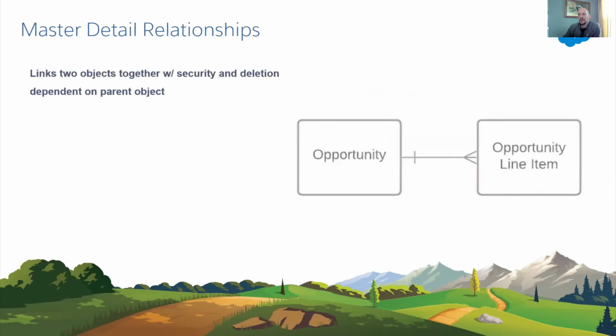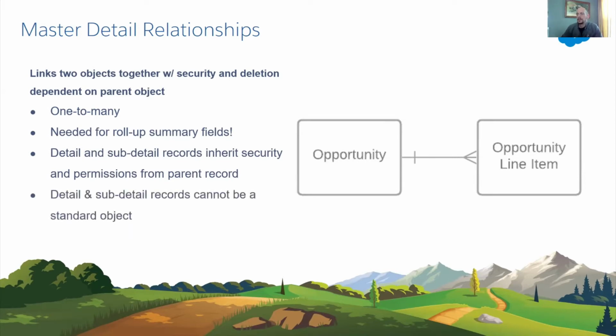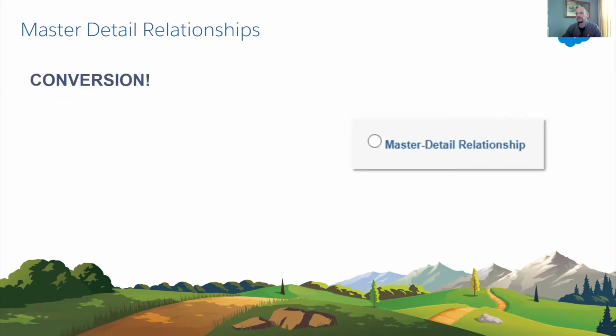Good old master detail relationship. It obviously links two objects together with security and deletion dependent on the parent object. It's one to many. We get the roll-up fields with it. So this is the only opportunity we get to use roll-up fields. In a master detail relationship, the detail and any sub-detail records inherit security and permissions, and they cannot be a standard object.